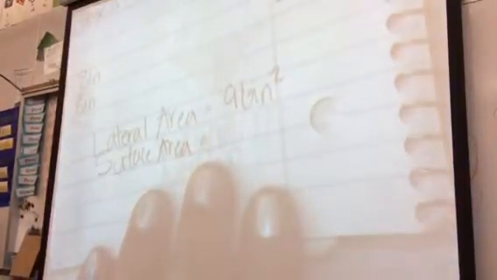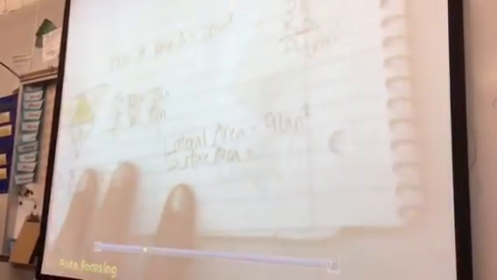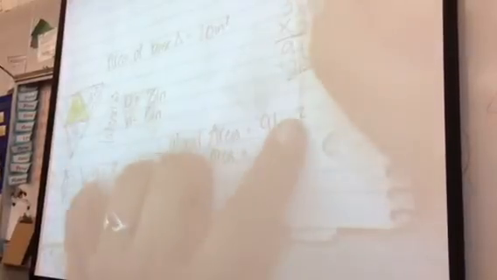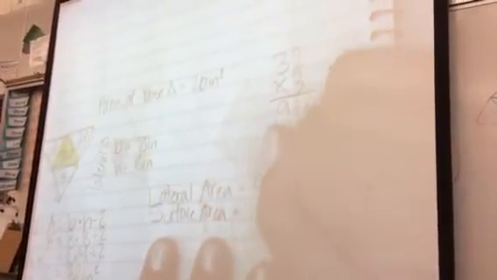And then if I want to find the whole surface area, what do I need to do to this 96 right here? Add 20. So what is 6 plus 0? 6. What is 9 plus 2? 11. So my surface area is 116 inches squared.